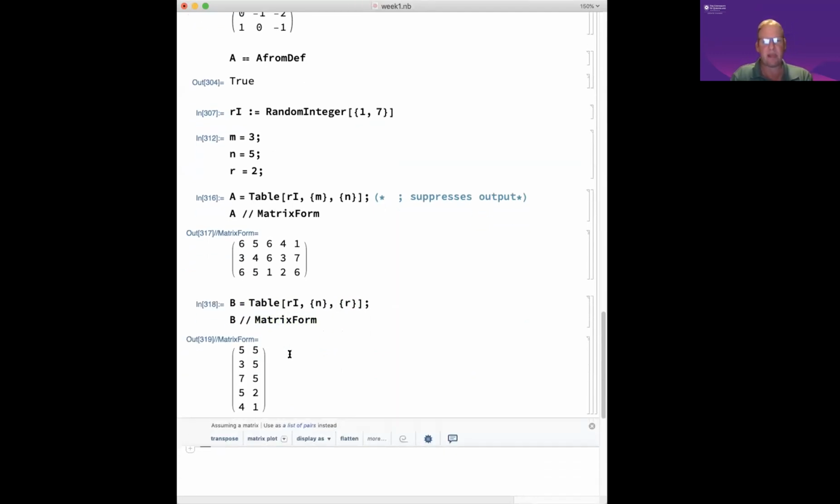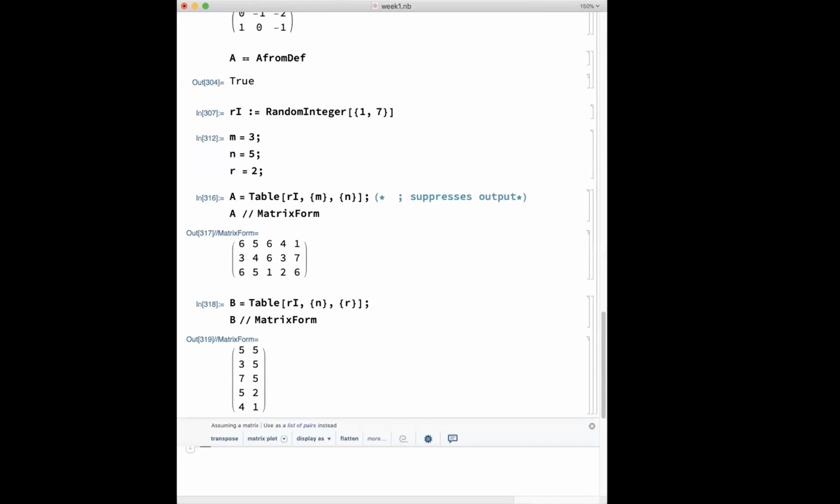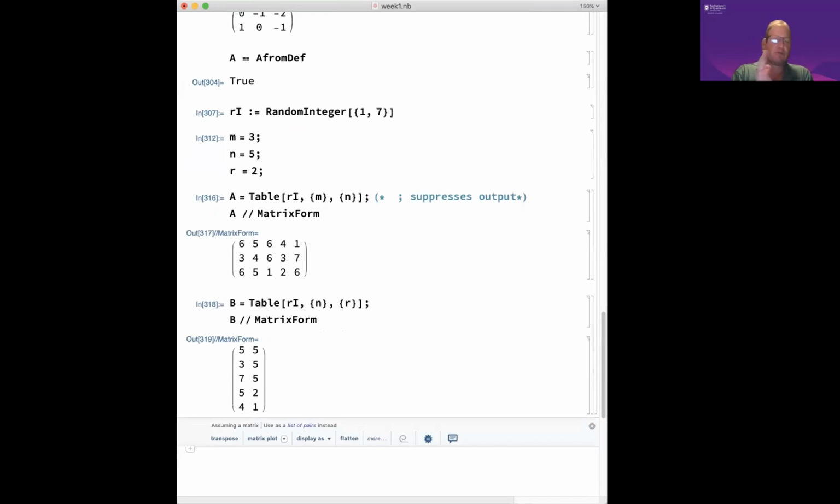Now, can I multiply A and B? Look at A and B and their dimensions. Is matrix multiplication between them defined? Well, can I multiply B and A? No. So when I said multiply A and B, you assumed I meant A times B, right? And I cannot do B times A.